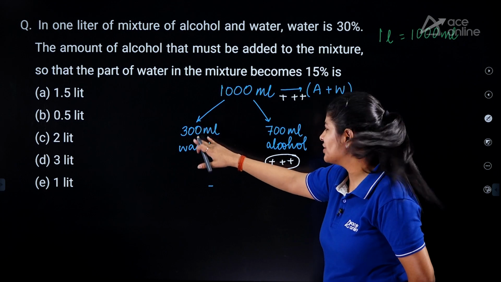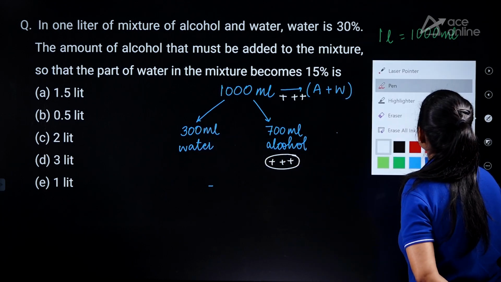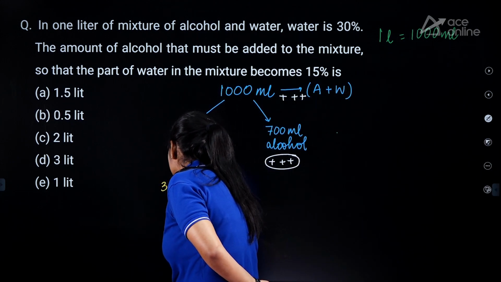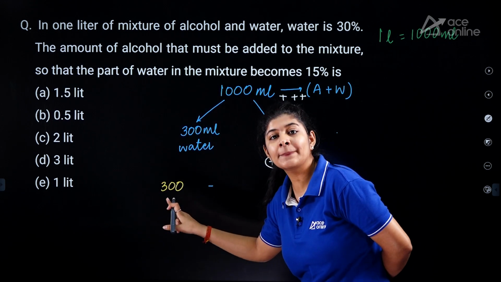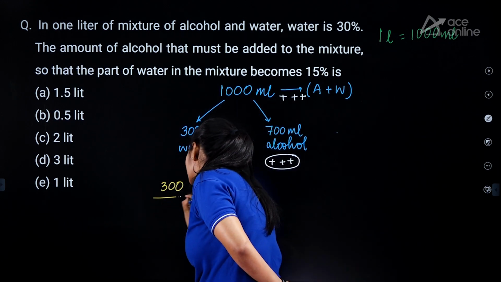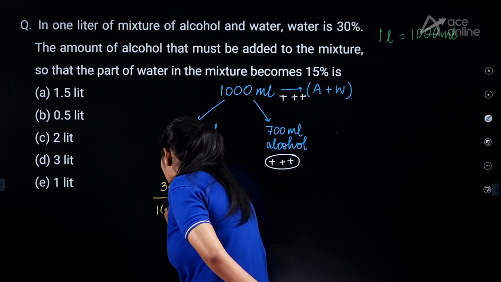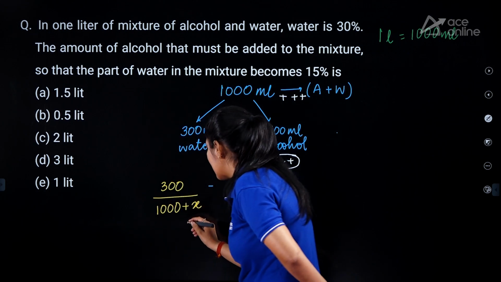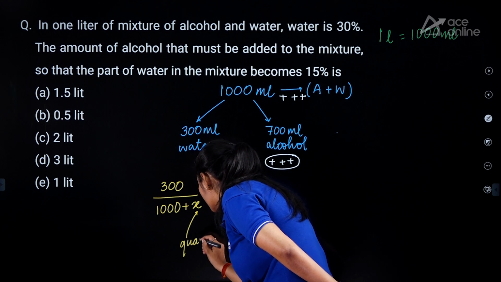Are we making any changes in the quantity of water? No, we are not making any changes. So, the quantity of water, we want to make it 15%, right? Divided by the total quantity. We are having 1000 and in this we are adding X. And this X is the quantity of alcohol.